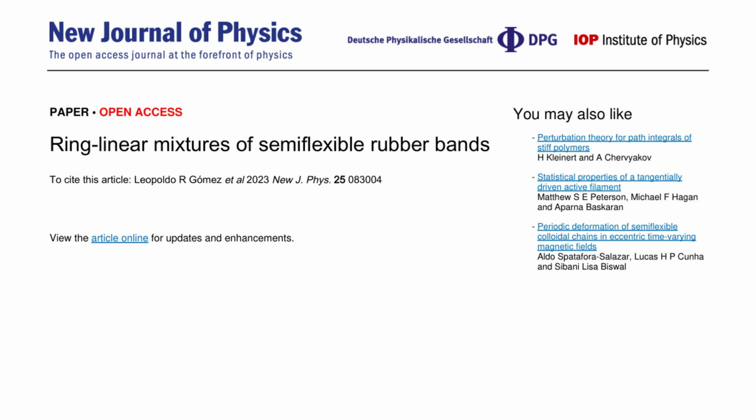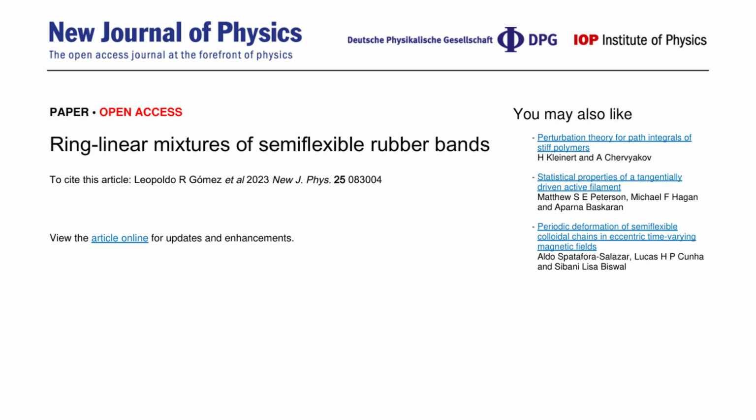The introduction mentions early work by Cates and Deutsch that predicted an expansion of rings in the presence of linear contaminants, but notes that their predictions were based on simulations of fully flexible polymers. The authors aim to investigate whether these predictions hold true for semiflexible ring-linear mixtures. Overall, the introduction provides a comprehensive overview of the motivation for the study, the specific research questions being addressed, and the key findings from previous studies.